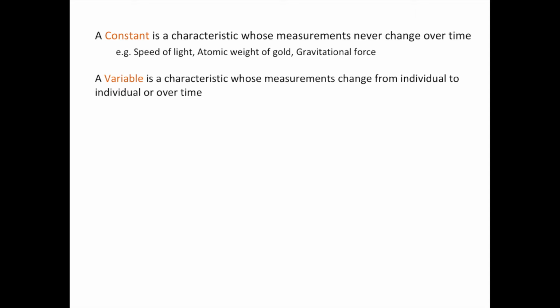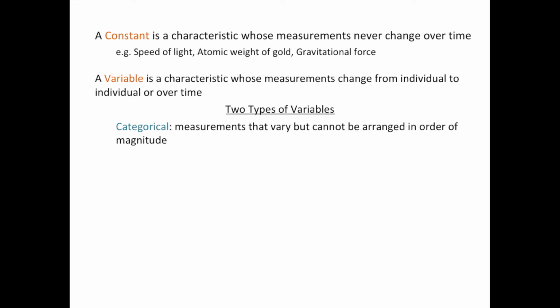On the other hand, there are variables. Variables are characteristics whose measurements can change from individual to individual or over time. So the big difference here is to make sure you understand that constants cannot change and variables do change. So when studying statistics, there are two types of variables, and this is important to understand, especially when you're working with data, so that you understand the type of data or the type of variables that you are studying.